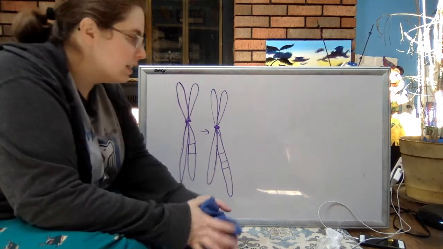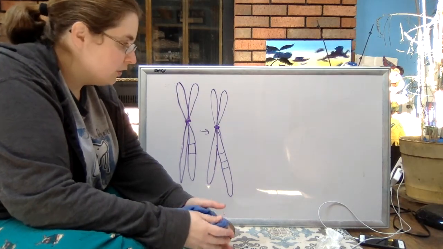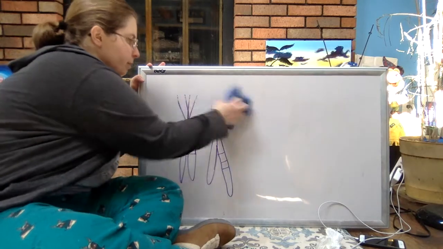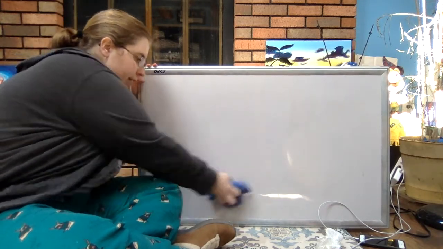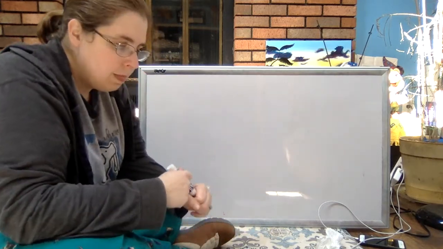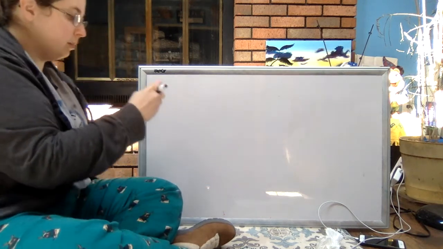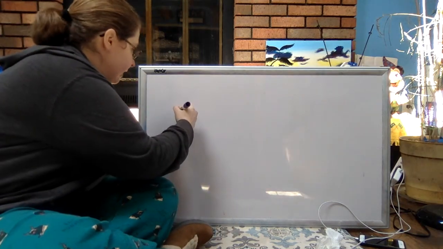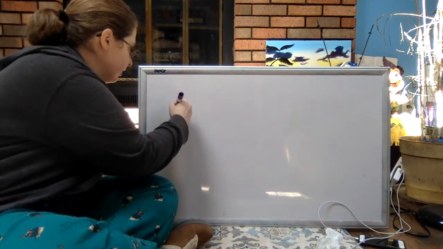And those can occur any number of ways. Could occur during DNA replication. It could occur during something called translocation. Now, translocation means that something is moved from one thing to another, and not necessarily in a good way. There are two main types of translocations that we're going to talk about. So our first one is called Robertsonian translocations.